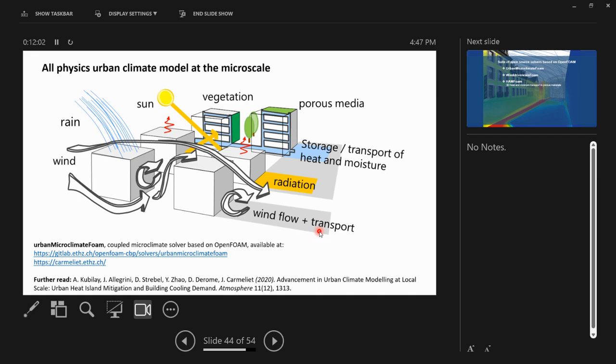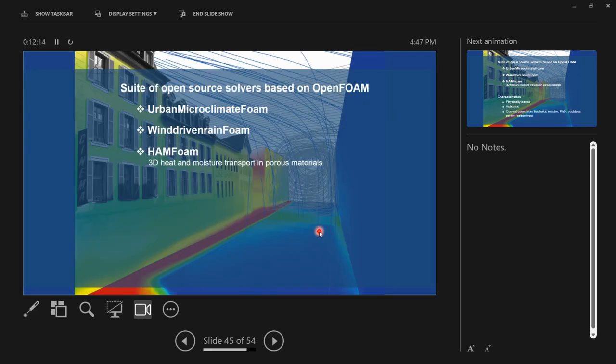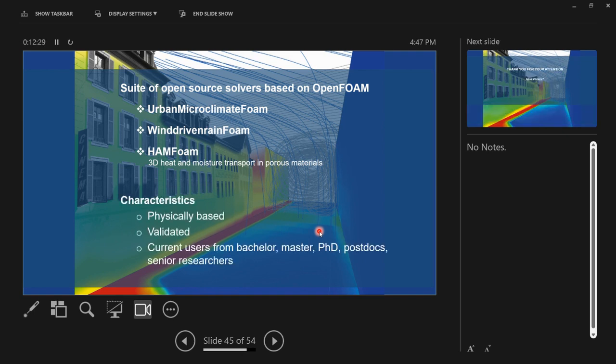I have to say all these models that I have shown are implemented in, or we use OpenFOAM as a solver, which is an open domain. And so if you are interested to use this, please contact us. We have 3 solvers. One is the urban microclimate foam. One is the wind-driven rain foam, and one is the HAM foam. HAM foam is a 3-dimensional model that you can use for heat and moisture transport in porous materials. And what is special to it, it's physically based. It's validated. Well, I have to say the different models are validated.